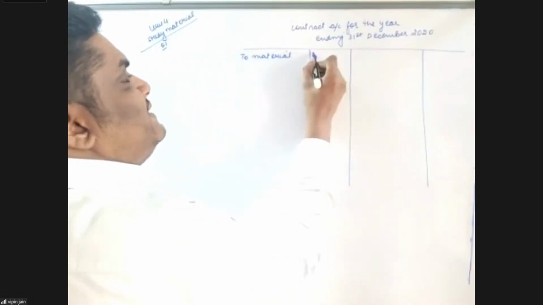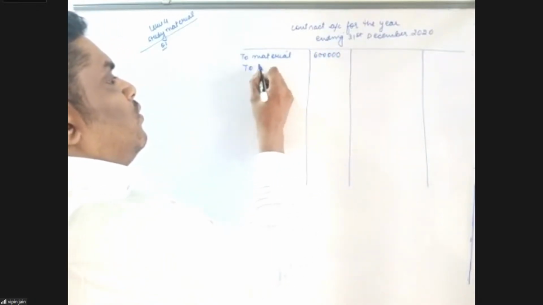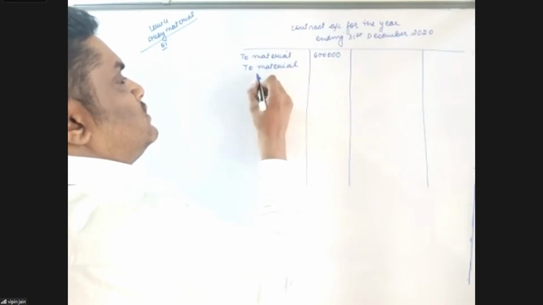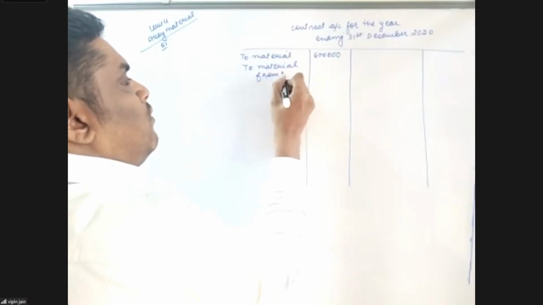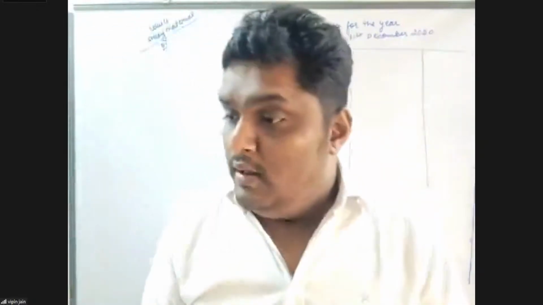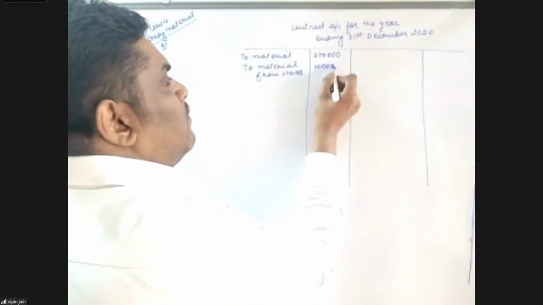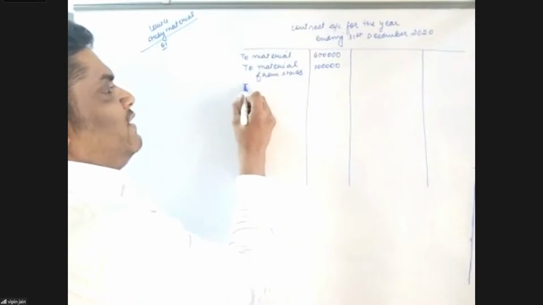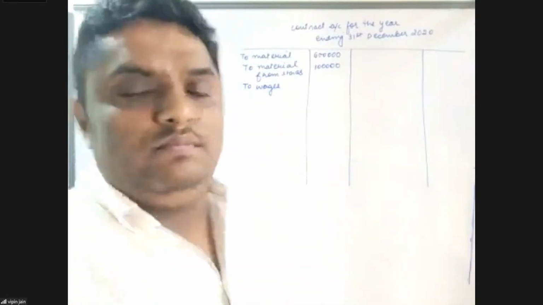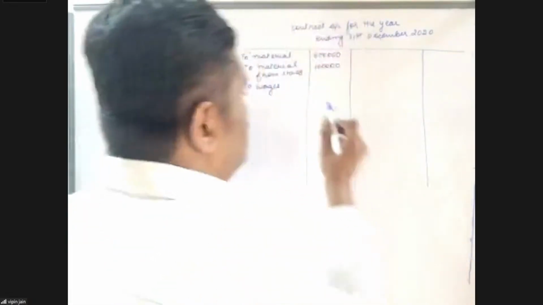To materials, 6 lakh rupees. To material from stores, it is 1 lakh. Further, the wages paid is 2,25,000.